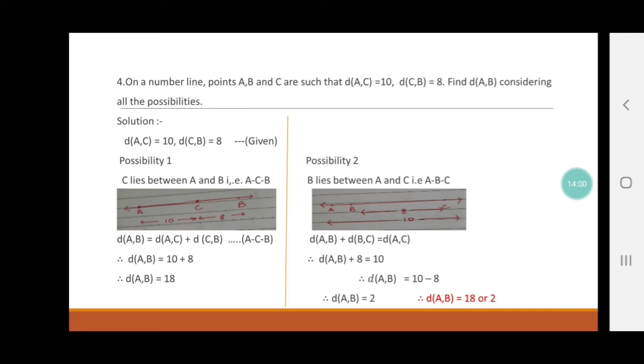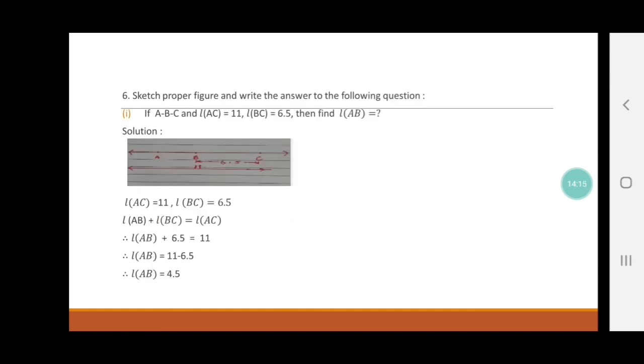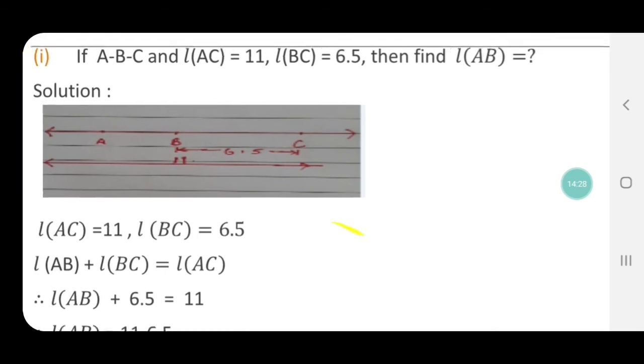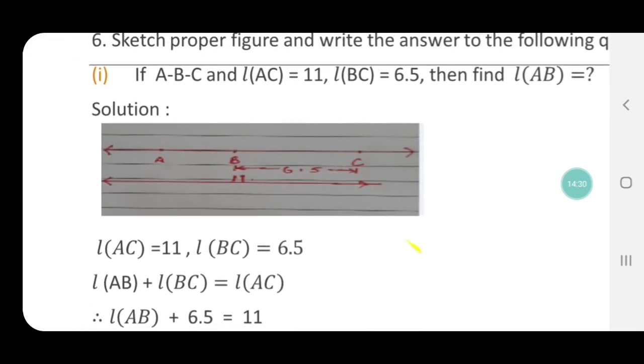Question number 5 is where you have been given that it is collinear and you have to find out XZ. So it is the same as question number 3, so you have to do it. I'll start with question number 6. So here you have to sketch the proper figure and write the answers for the following question. Now the figure is drawn. Is it clear or not? I don't know. Yeah, you can see now.